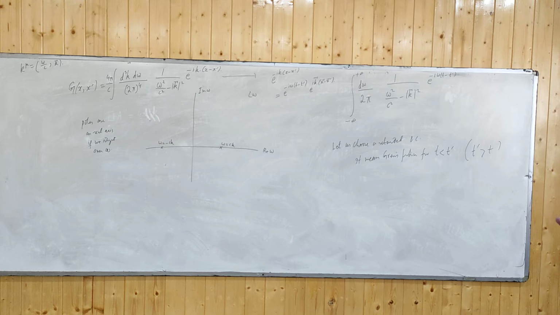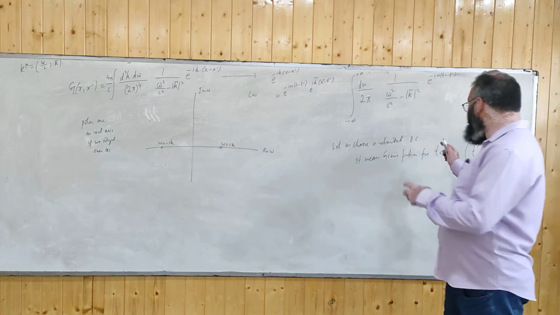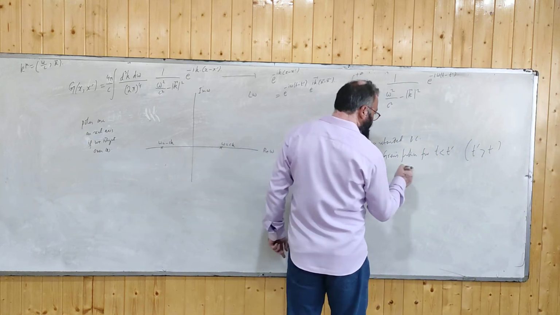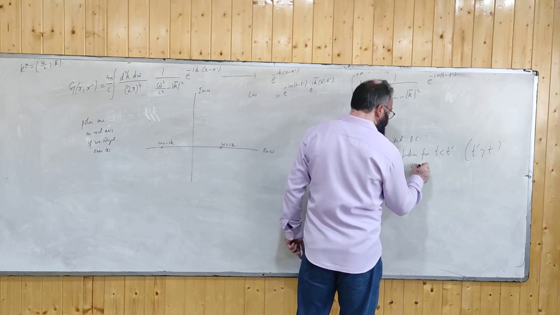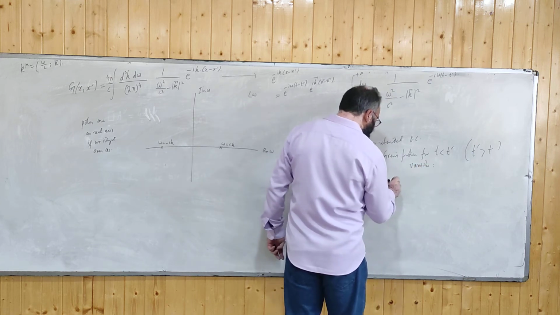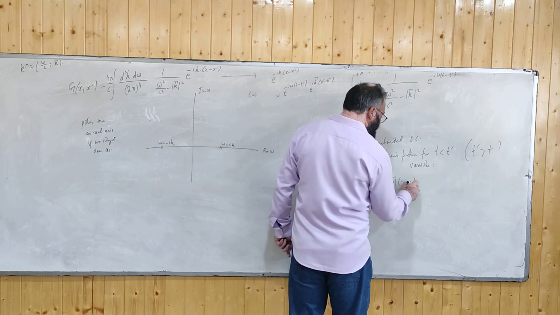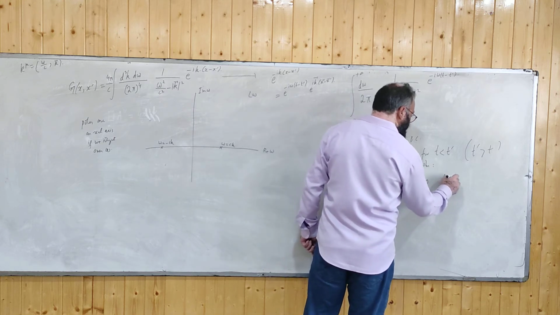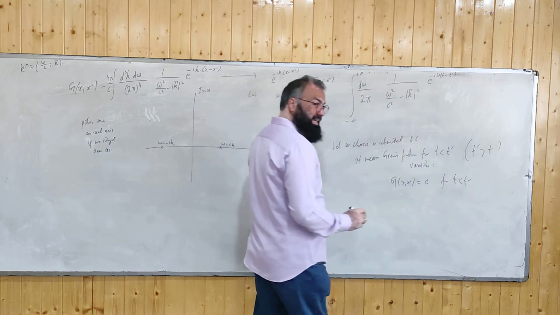Because we are not taking that kind of solution. If t prime is the earlier time, and before that t prime I don't have any kind of solution, what does that mean? There is no Green's function in that case. So that's exactly the retarded boundary condition. In that case, the Green's function vanishes. So G of (x, x prime) is equal to 0 for t less than t prime.